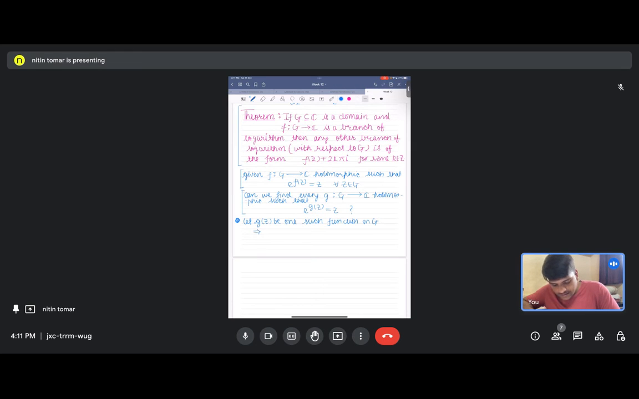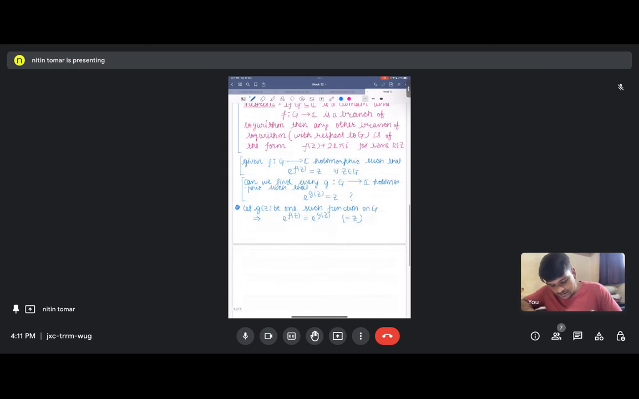Then can we say e power f(z) is the same as e power g(z)? Can we say that they both are equal to z, right? Yes. Now what does it imply? e power f(z) minus g(z) is 0. And this is for z in omega, for z in G.